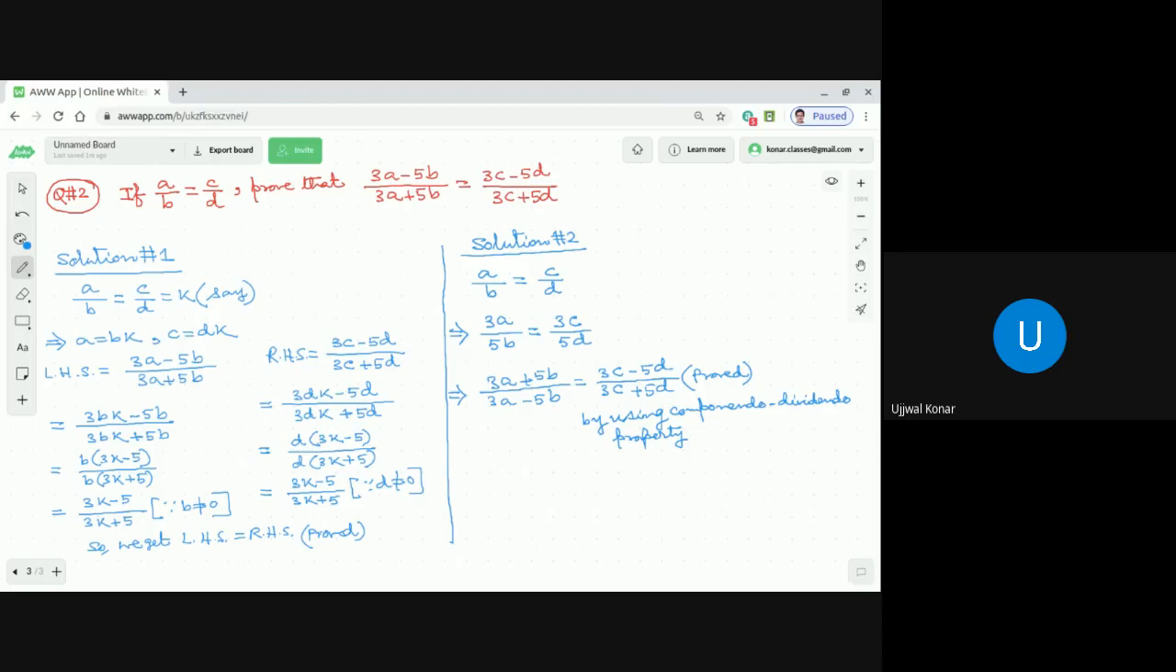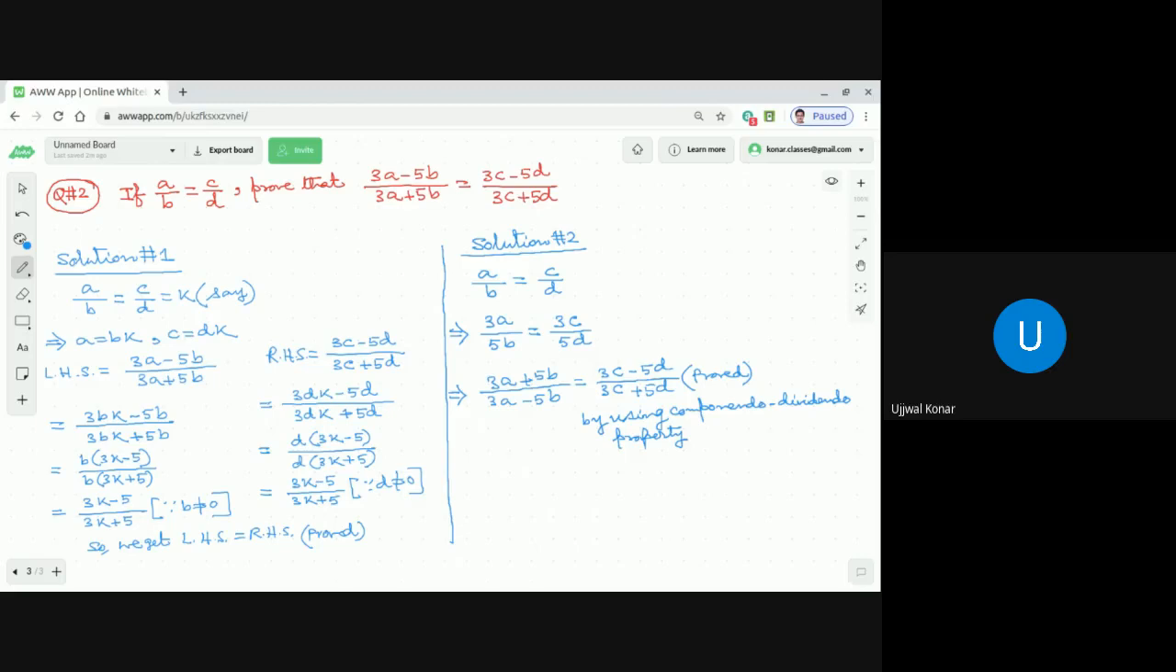But if you look into solution 1, there is not much to think. Since A is equal to BK and C is equal to DK, all you need to do is simplify both the left hand side and right hand side, so that you get the same thing which you got in this case. Left hand side we got (3k minus 5) by (3k plus 5), and right hand side also you got the same thing, (3k minus 5) by (3k plus 5). Correct, no?